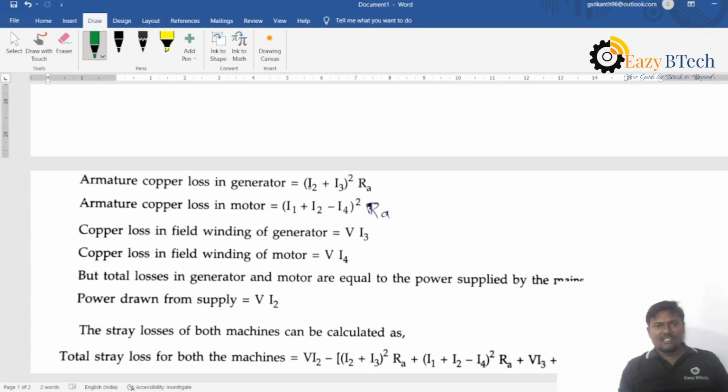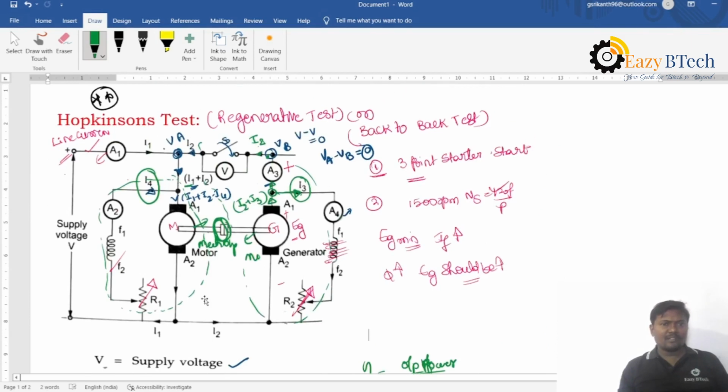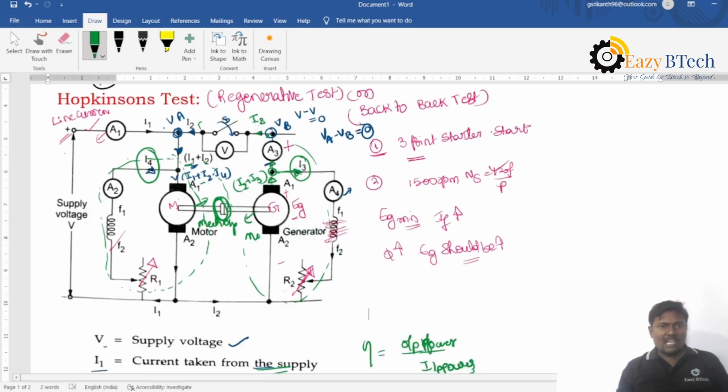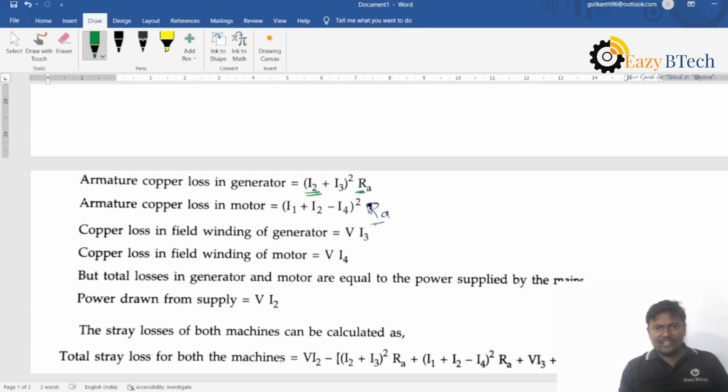Armature copper loss in a generator is (I2 + I3) whole square into Ra. If you want to find the armature copper loss of a motor, I have already marked the current directions: I1 plus I2 minus I4. This is the magnitude of the current flowing through the motor, so the loss is (I1 + I2 − I4) whole square into Ra.